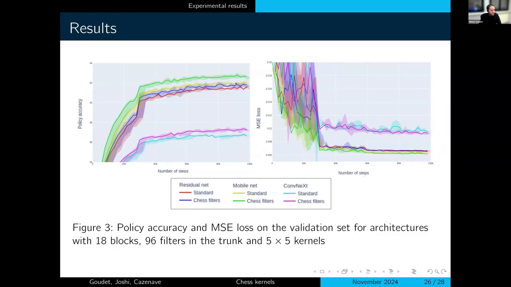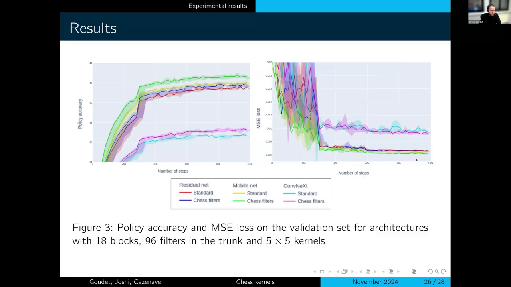And you can see also that for each type of architecture, using chess kernels improves the results, as you can see when you compare, for example, the green line with the yellow line, and also, for example, for ConvNeXt, the pink line in comparison with the light blue one. So we can see that the contribution of chess kernels is particularly important in combination with the depthwise convolutional layers used in MobileNet and ConvNeXt.